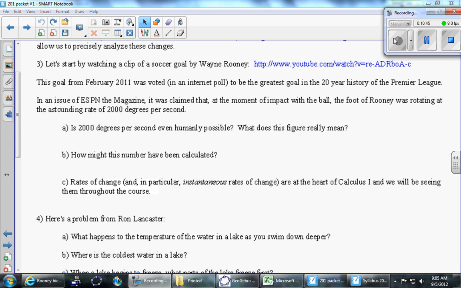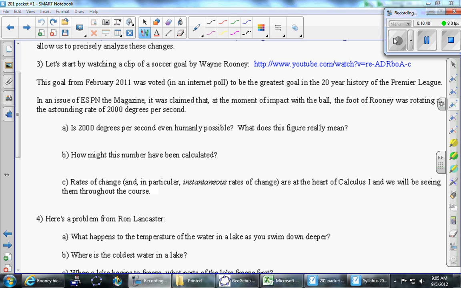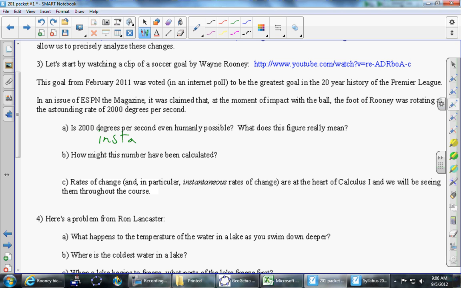This number, this 2,000 degrees per second, is in a very real sense an instantaneous rate of change. It's really fine-tuning, looking frame by frame. What was happening at that one moment in time? And as it says here in part C, we're going to be looking quite a bit at instantaneous rates of change. They are at the heart of this class of Calc 1, and we're going to be talking about them throughout the course. Okay, let's try number 4.